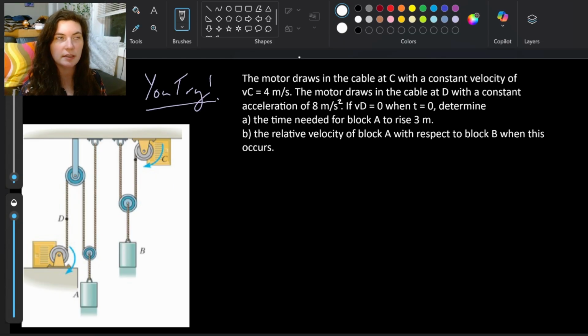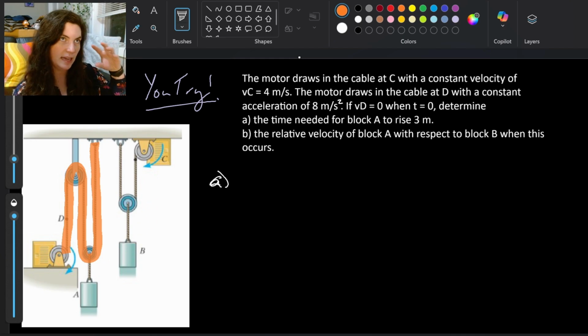All right, let's take a look at this system. We'll do part A first. We want to find the time needed for block A to rise 3 meters. If we look at this set of systems, for block A there's really only one cable, right? We don't actually have to account for anything that's going on with B and C. We only need to account for this AD system to find the time needed for block A to rise 3 meters.